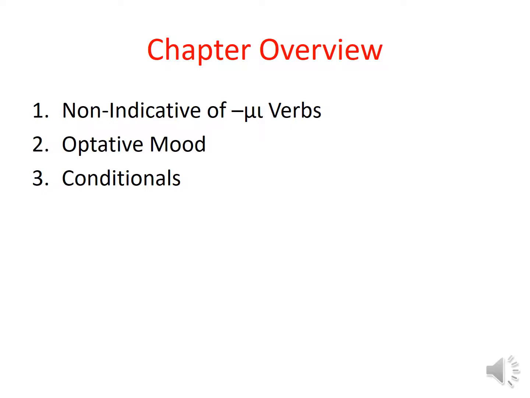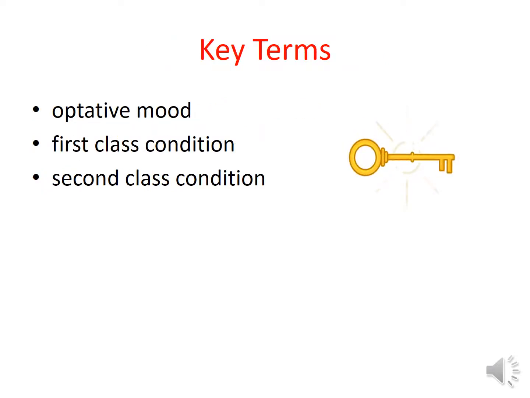We've got three things to accomplish in this chapter. We've looked at mi verbs in the indicative, so now we look at mi verbs in the non-indicative. We look at the fourth and final of the Greek moods, called the optative, and we look further at conditional sentences. So here are our key terms: the optative mood, and two more kinds of condition, first class and second class.